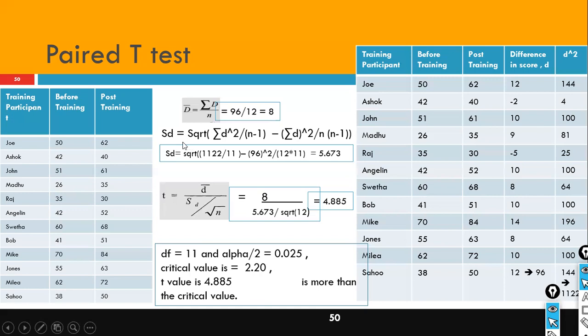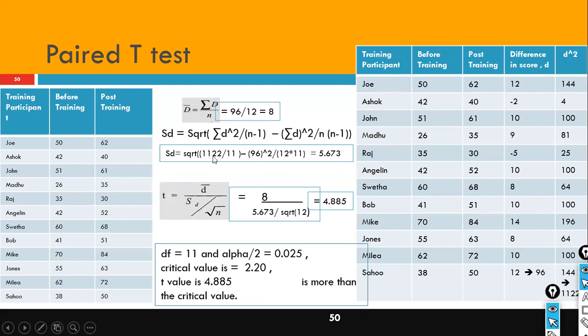And then now you need to take the standard deviation. Standard deviation is not straightforward. You need to take the square root of the sum of D squared minus the sum of D squared divided by n, all divided by n minus 1. So here the sum of D squared is 1122. Sample size is 12, minus 1 is 11. First square this value, 96 squared divided by 12, into 11. If you compute the standard deviation, you get this value.